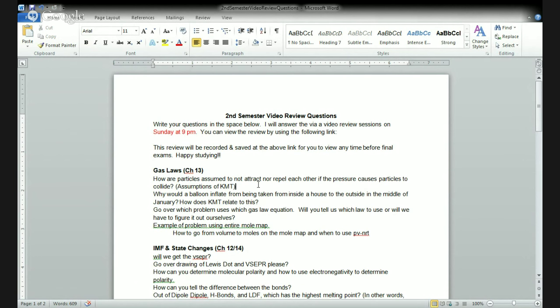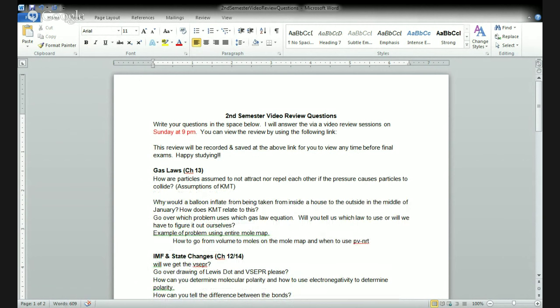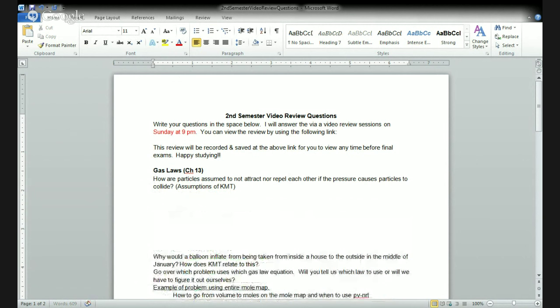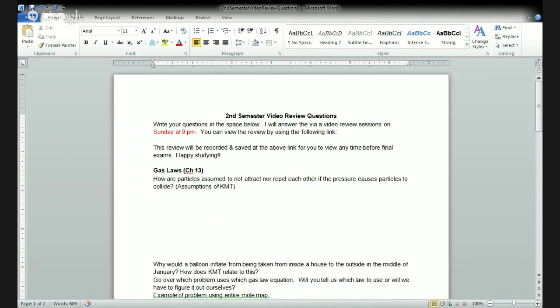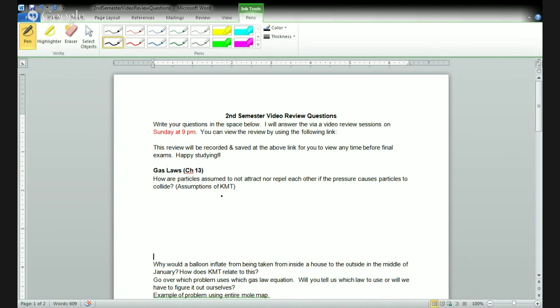So how are particles assumed not to attract nor repel each other if the pressure causes particles to collide? It's really not pressure that's causing particles to collide. It's the actual motion of the particles themselves. If I draw a container, when we have gas trapped in a container, those particles are in constant random motion. So they are randomly moving and colliding at their own pace. It doesn't matter if our container is big or small, those particles are still colliding.